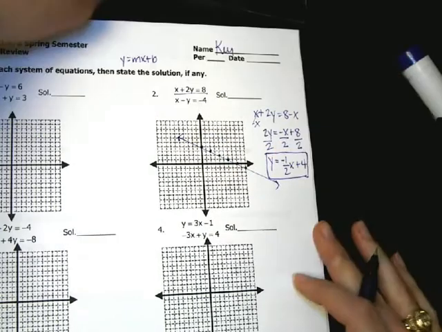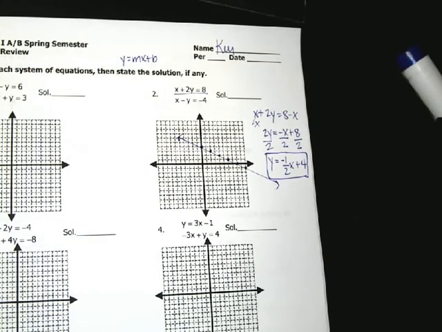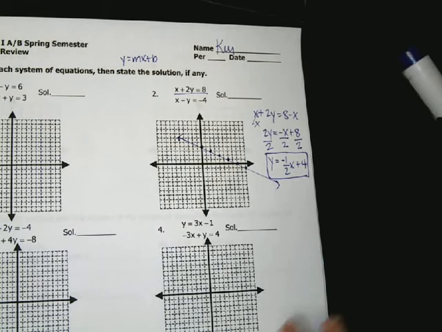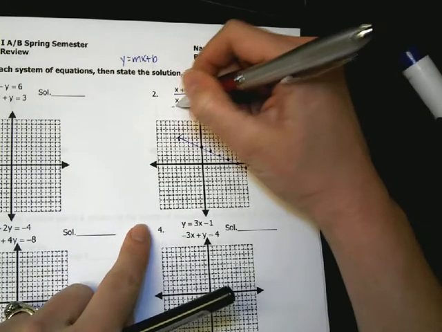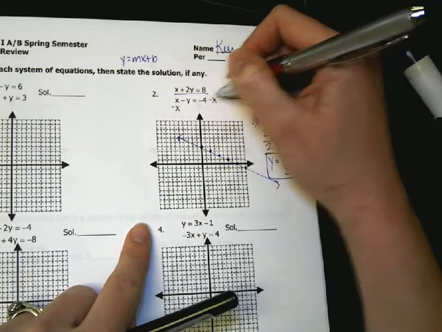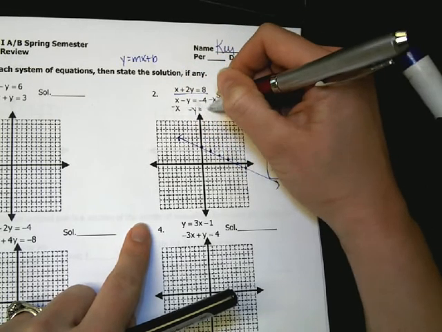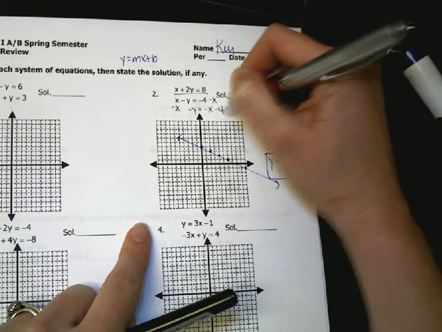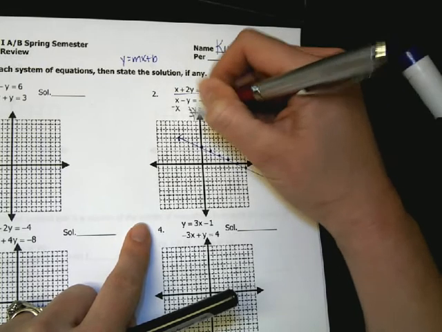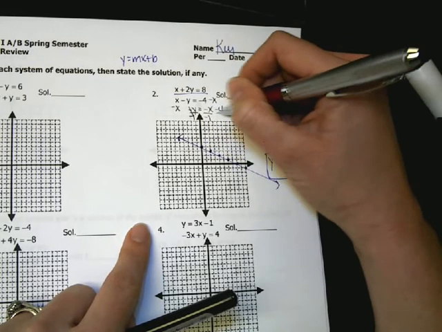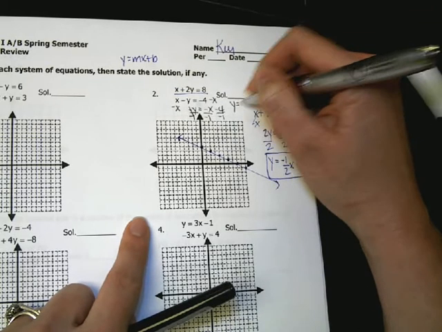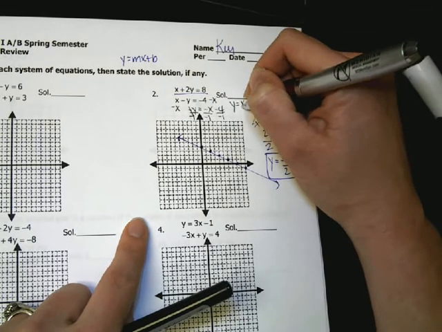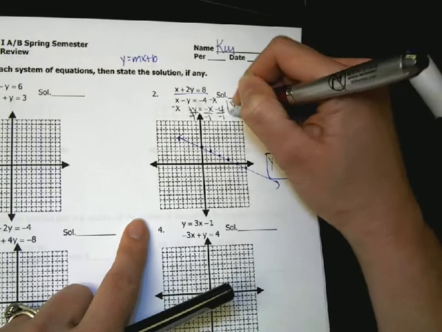The next line, I'm going to do my work in black ink so you can tell the difference in work. I know it's kind of crowded around here. I'm going to subtract x on both sides. You get negative y equals negative x minus 4. And then you divide everything by negative 1 to cancel that out. Or you can multiply by negative 1, either way. You get y equals positive 1x plus 4. So that's my second line.